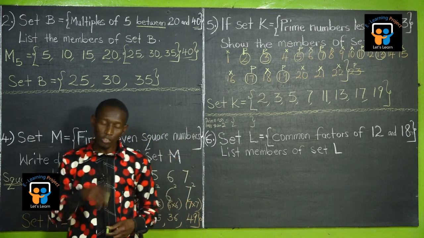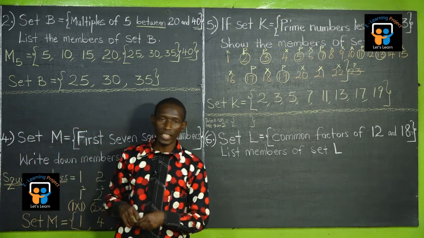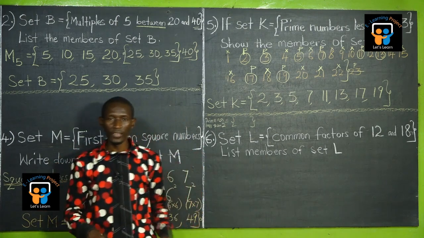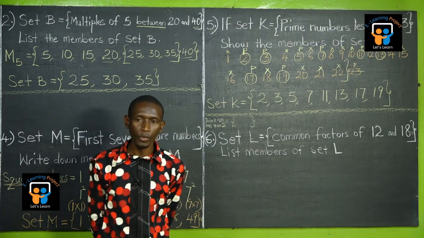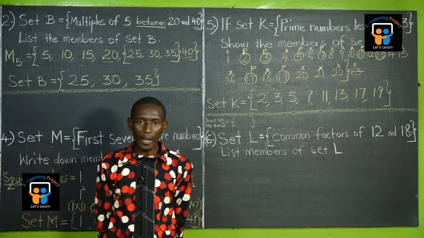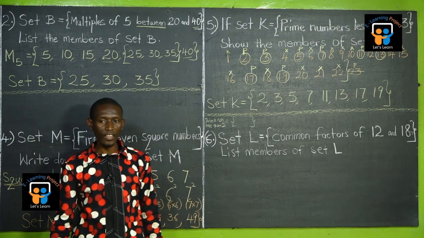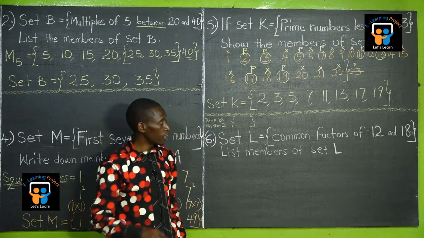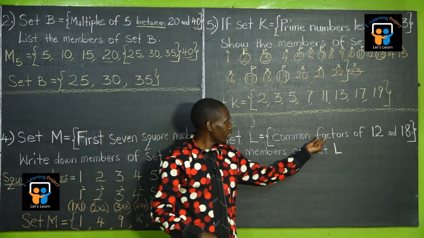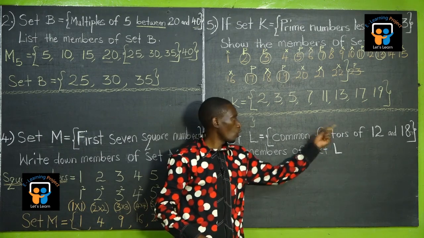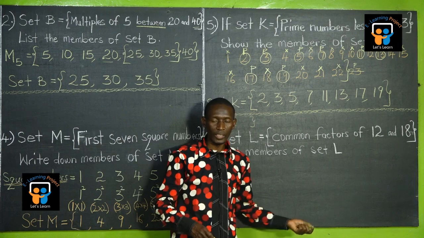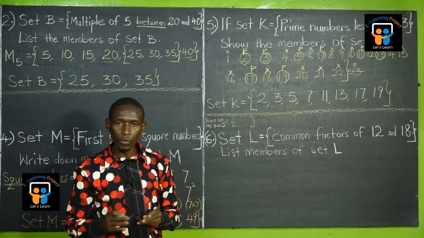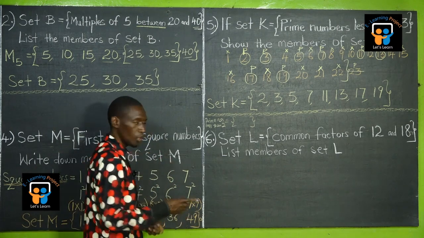Remember, in primary 4, also primary 5, we learned how to find factors of numbers. Therefore, we are going to find factors of 12, then we find factors of 18, using the very knowledge we used in primary 5. So, list members of set L. Set L is going to contain common factors. Not all factors, but only the common ones. However, we are going to first get all of the factors, then we observe which ones are similar. We begin.